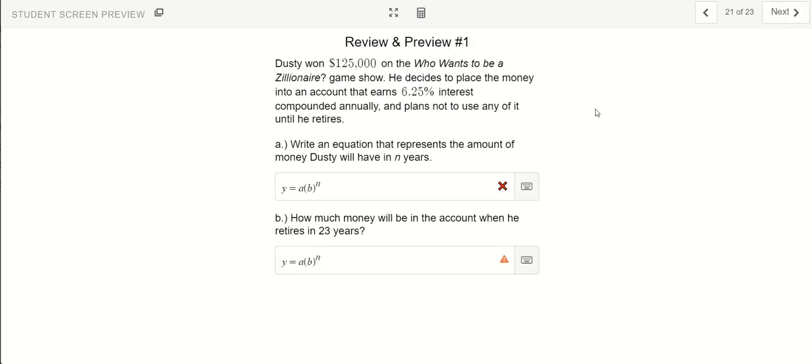Okay. So for the last one, if you want to double check your review and preview, we're starting off with $125,000. Again, 100% plus 6.25% is 106.25, but I need to change that to a decimal. So if I copy and paste this, after 23 years, I earn about $504,000.